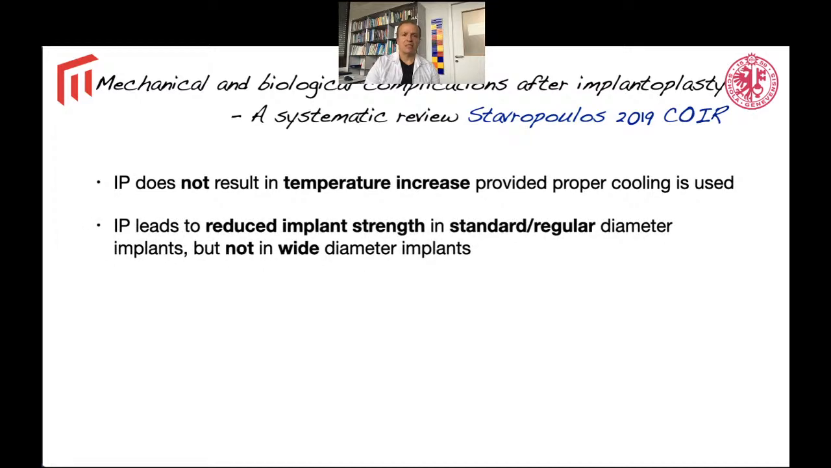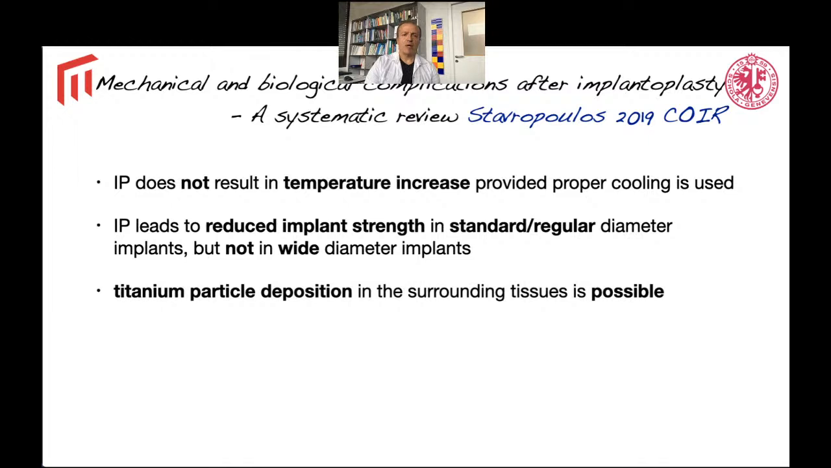Implantoplasty, yes, indeed, leads to reduced implant strength. It makes sense since you remove part of the metal of the implant, they become weaker, they can break easier. But this appears to be relevant in standard or regular diameter implants, but not in wide diameter implants. It also depends a little bit on which implant system you use. Titanium particle deposition in the surrounding tissues is of course possible. You cannot completely isolate the tissue, so you will get some contamination with titanium particles.